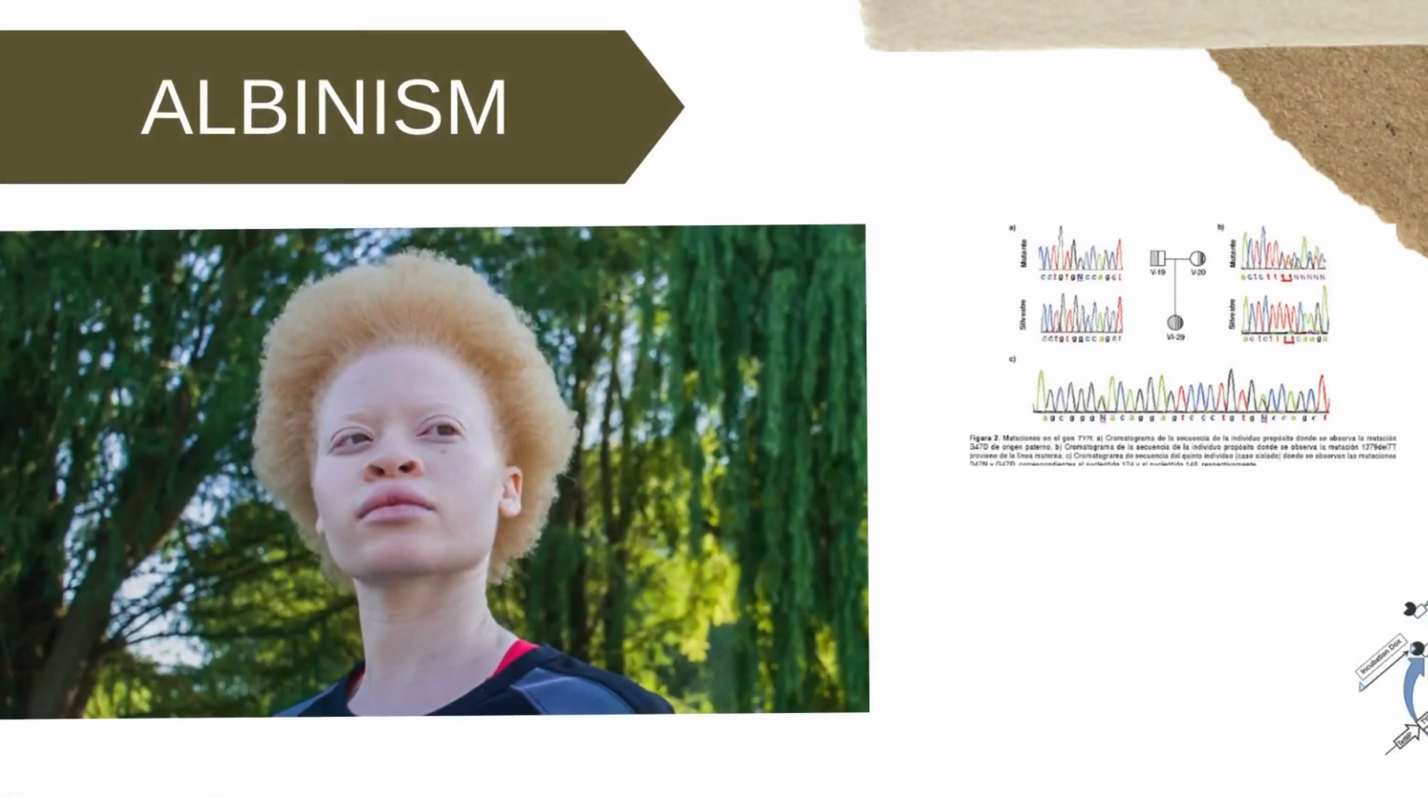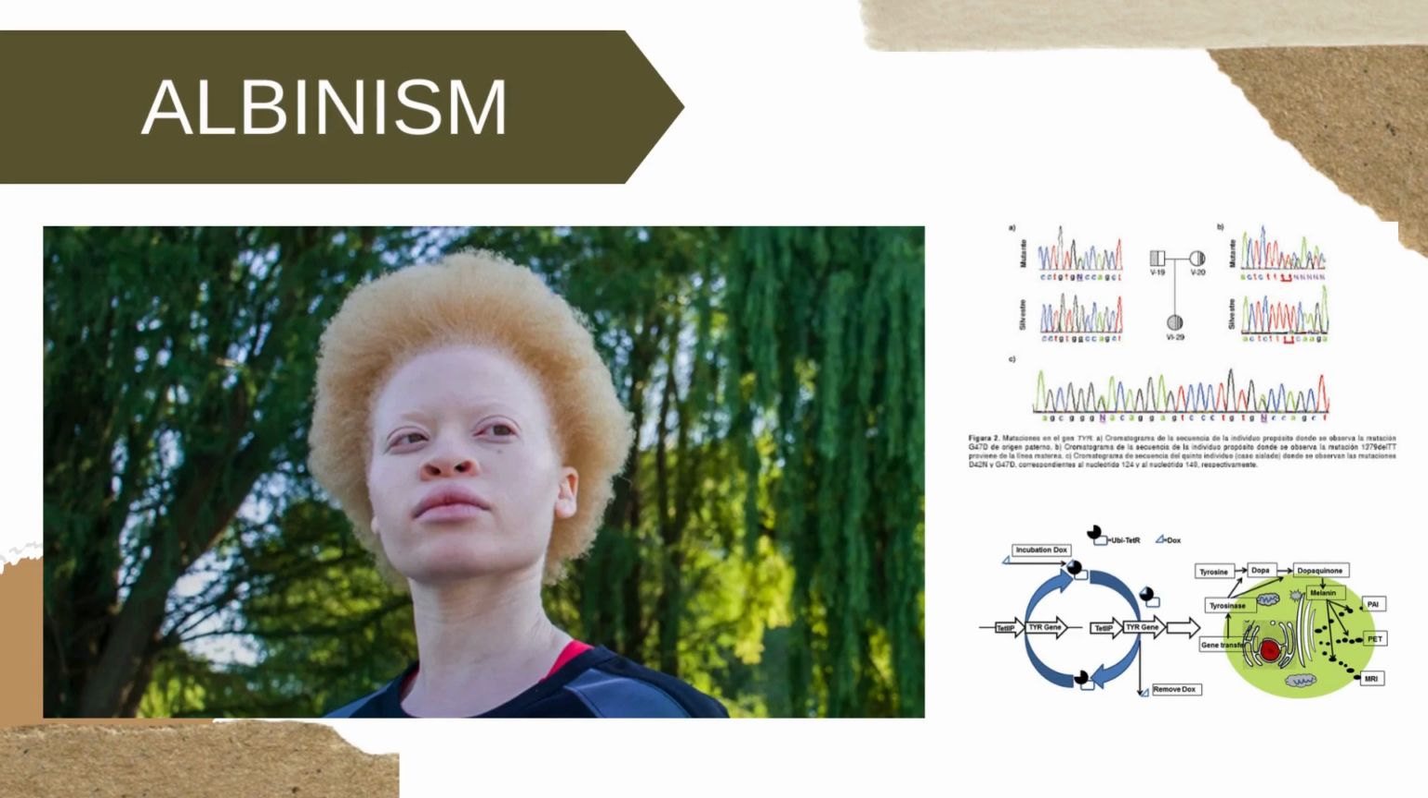Melanocytes and Melanogenesis. Oculocutaneous albinism type 1 is a genetic disorder caused by mutations on the TYR gene, leading to reduced or absent tyrosinase activity.